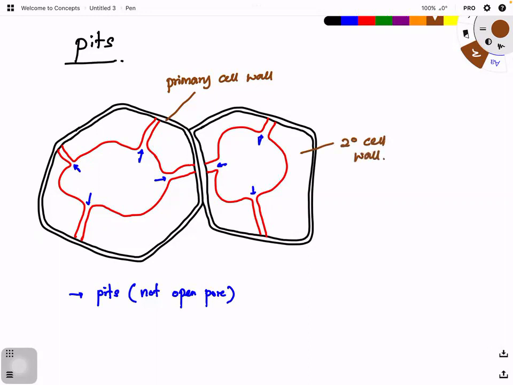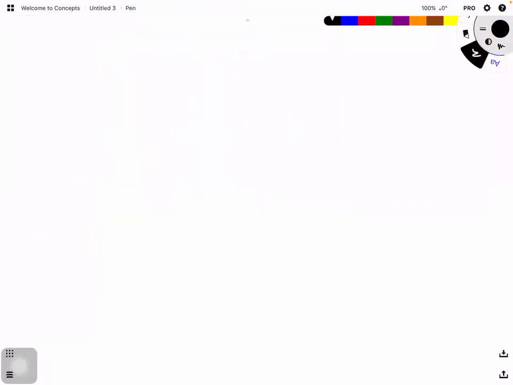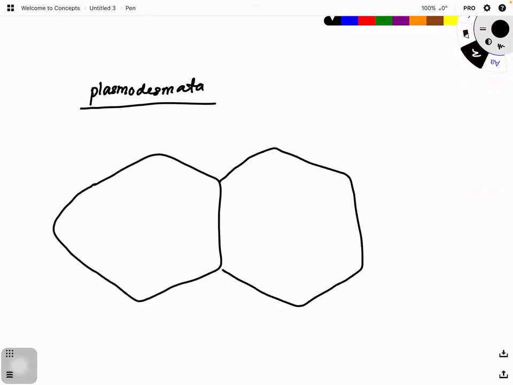Okay, can you see that? So is it an open pore? It's not an open pore because in between them, we still have the cellulose cell wall. So this is a pit. Now, how about plasmodesmata? If you compare to the plasmodesmata, plasmodesmata are open pores. Okay, they are open pores. So that means if I draw this, two cells, generally they have very thin cell walls. They are living cells.